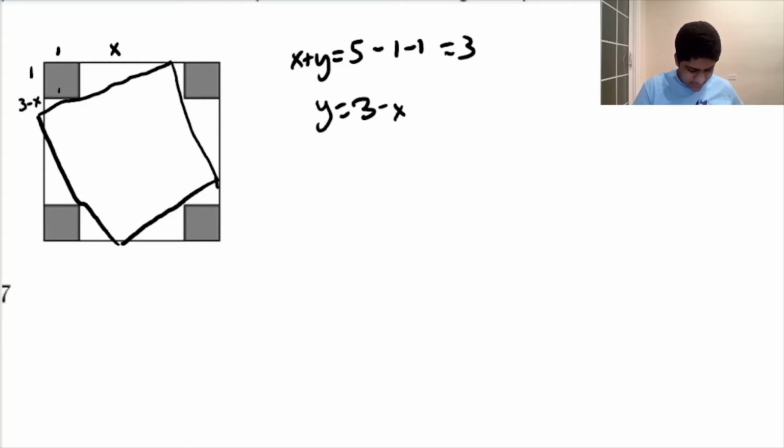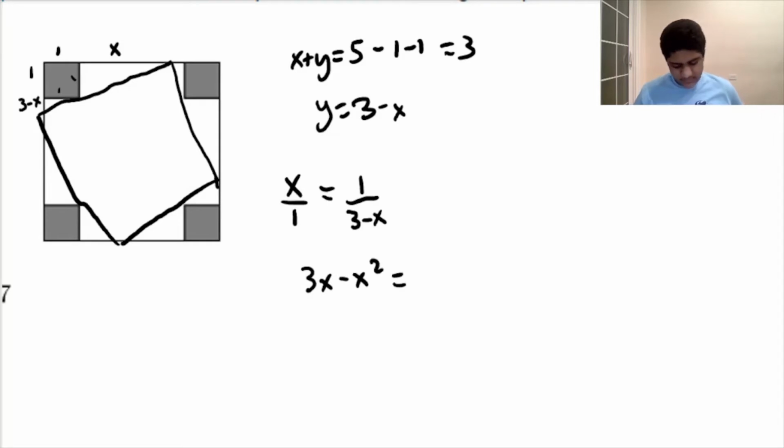And something else we know is that these two smaller right triangles are both similar to the larger right triangle, which means that they're also similar to each other. This means that we know that the ratio of this length and this length is going to be the same as the ratio of this length and this length, which means that we have x over 1 is going to be equal to 1 over 3 minus x, or in other words, 3x minus x squared is going to be equal to 1, or x squared minus 3x plus 1 is going to be equal to 0.